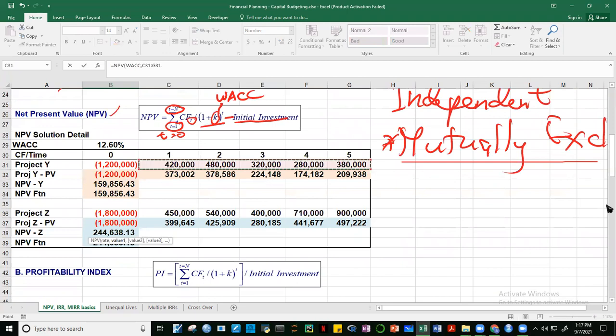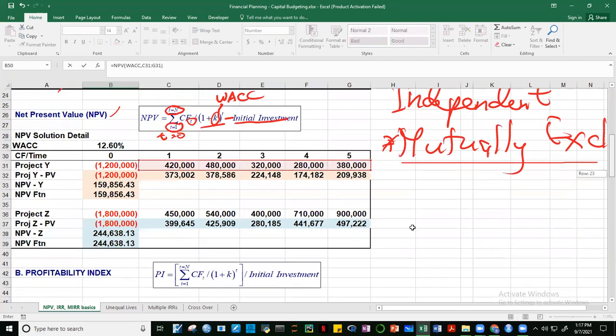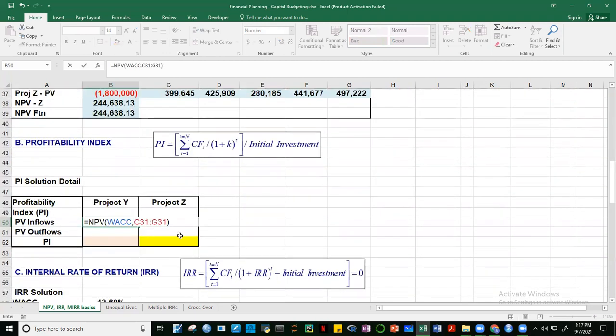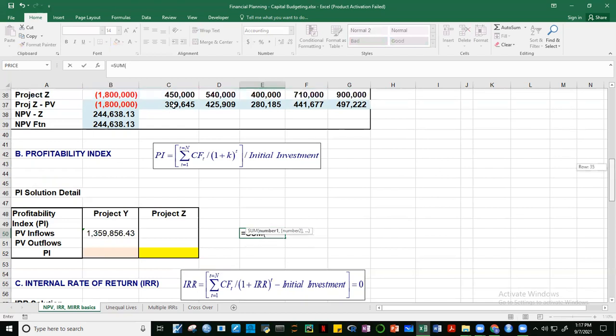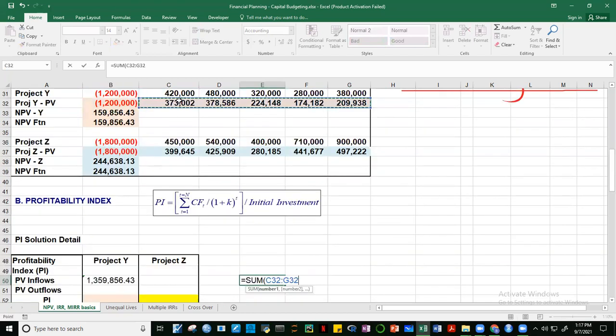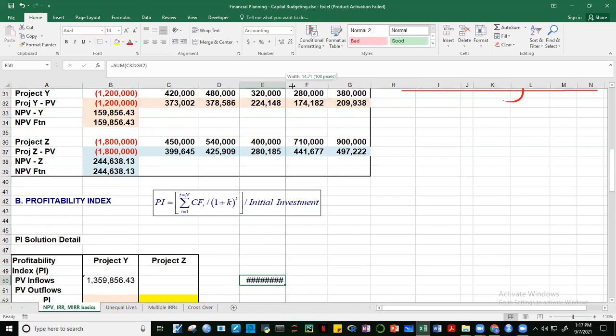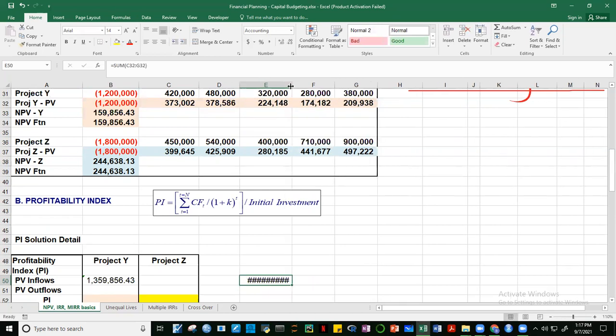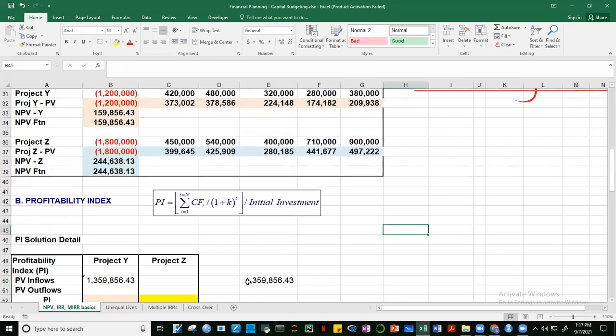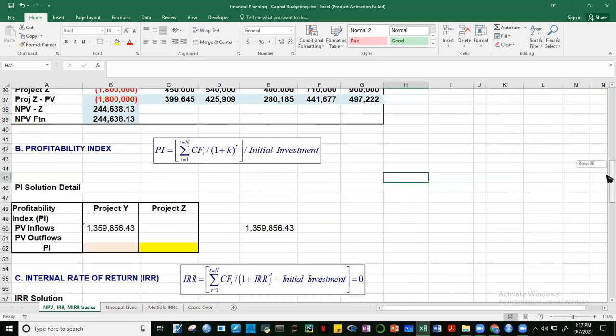Yun lang, no? Kasi yung inflows lang yung tinitingnan natin. Okay? So it's 1359. Okay, let's compare, no? Sum natin yung mga present values, they should be the same. Okay, di ba ito yung mga present values natin for project Y? If we add them, 1359. Pareho lang guys, no? So we're getting the same figure.